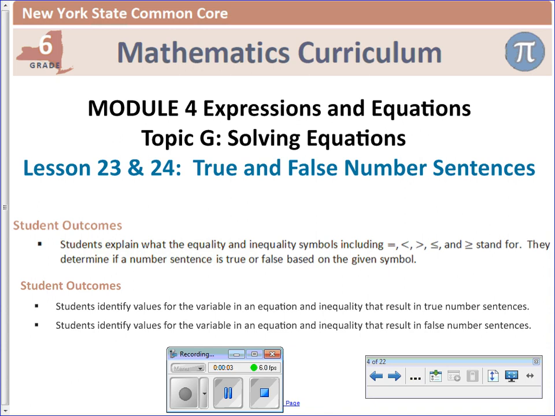Okay, today we're looking at Module 4, Lesson 23. I realize the slide says 23 and 24. Last year I was able to teach these two lessons in one day. Since we have the shortened periods today, we can't. But 23 and 24 are very similar. Okay?